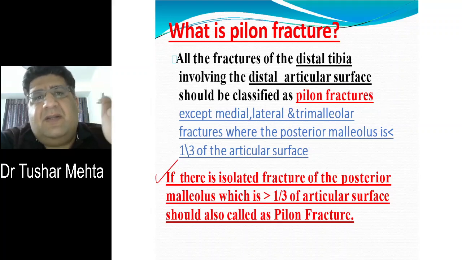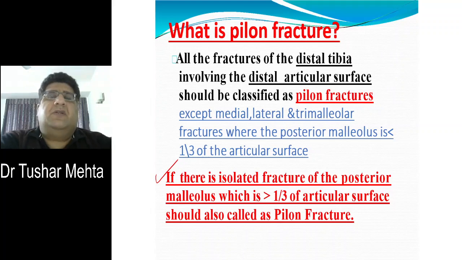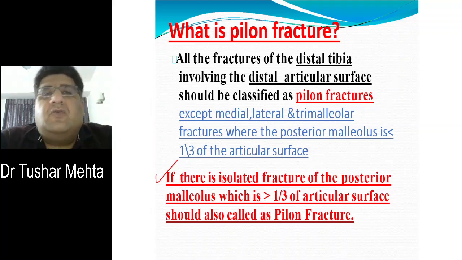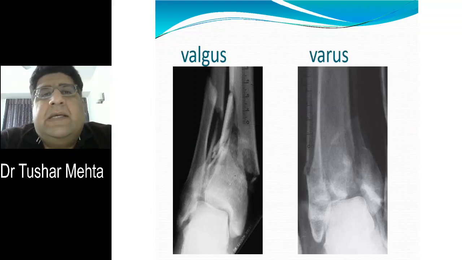If there is an isolated posterior malleolus fracture where it is more than 1/3 of the articular surface, that will also be put as a definition of Pylon's fracture. Anyhow, after the definition, just to give you a fair idea, after a Pylon's fracture you can have the distal fragment into varus, you can have the distal fragment into valgus, which I'm sure all of you can appreciate here.